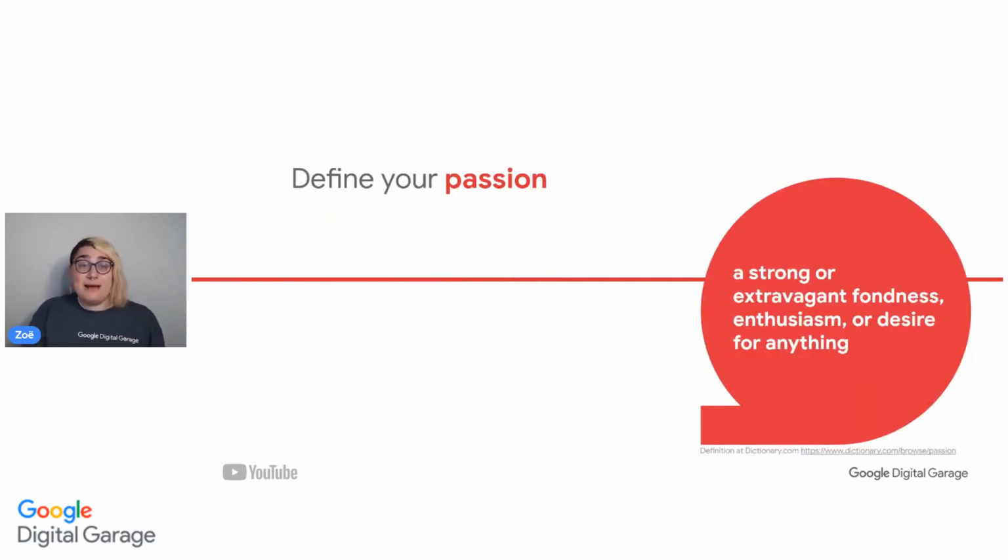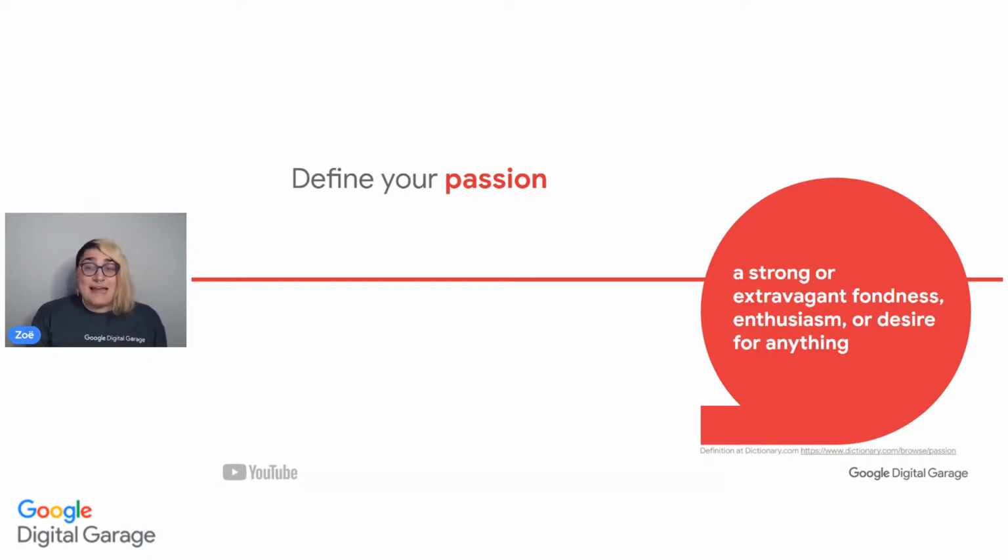So first, define your passion. And that's easier said than done, isn't it? So passion, we've got there the dictionary definition of it, which is a strong or extravagant fondness, enthusiasm, or desire for anything. What is it that you really love? Is it a topic or a hobby or a value or a belief? What exactly are you passionate about?